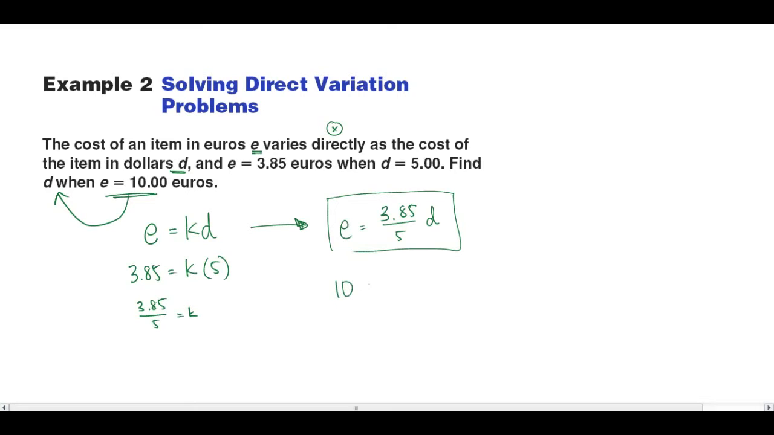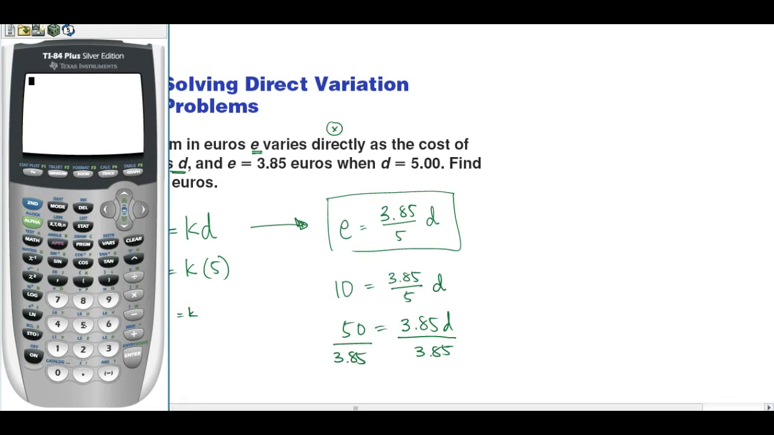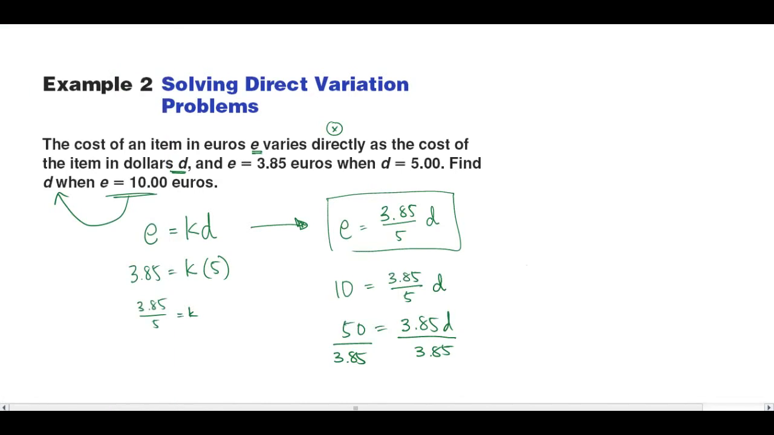I know that the euros is 10. I got 3.85 over 5 times the number of dollars. So I will multiply that 5 over and get 50 equals 3.85 times dollars. And then I will divide by 3.85. And I can tell you exactly how many dollars it would be. So I will pull up a calculator and I will do 50 divided by 3.85 and I get $12.98. Well, they're going to round it up, $12.99. So the dollar amount is going to be $12.99 for that purchase.